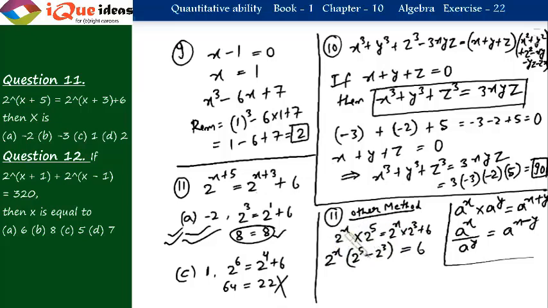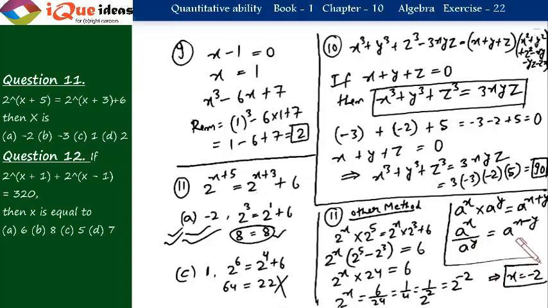Now 2 raised to 5 is 32. 2 raised to 3 is 8. 32 minus 8 is 24. So 2 raised to x into 24 is equal to 6. So that means 2 raised to the power x is 6 by 24, which is 1 by 4, which is 1 by 2 square, which is 2 raised to minus 2. So we have 2 raised to x is equal to 2 raised to minus 2. This means x is equal to minus 2. Right? So this was the other way of doing the same question.